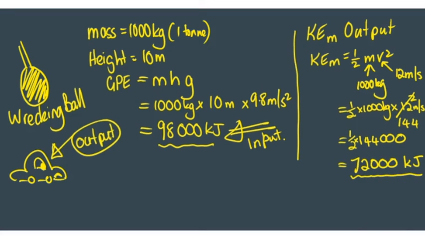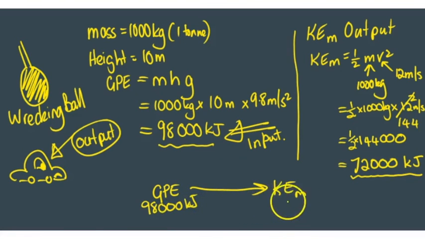But we are losing some. If we draw our energy chain now, we started with gravitational potential energy and turned it into kinetic energy of motion. Our gravitational potential energy input was 98,000 kilojoules, and our kinetic energy output was 72,000 kilojoules, meaning that we lost 26,000 kilojoules through heat and sound.